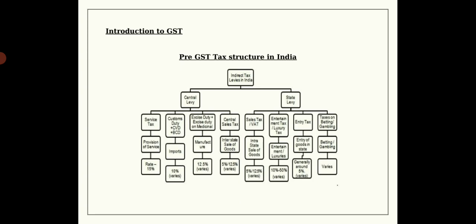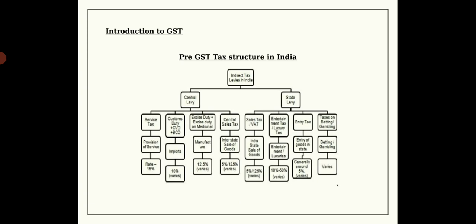Direct tax is a tax that is directly levied on a person and collected from the same person. An example for direct tax is income tax. On the other hand, indirect tax is a tax that is levied on one person and collected from another person. An example for indirect tax is sales tax. So first we need to understand the present indirect tax structure in India.